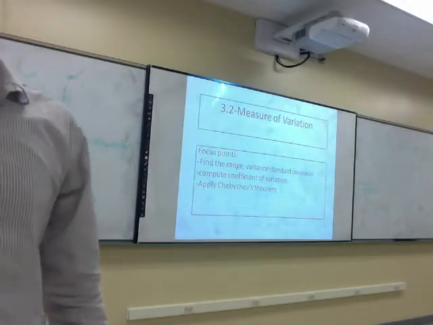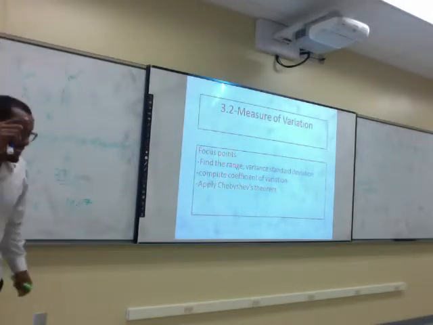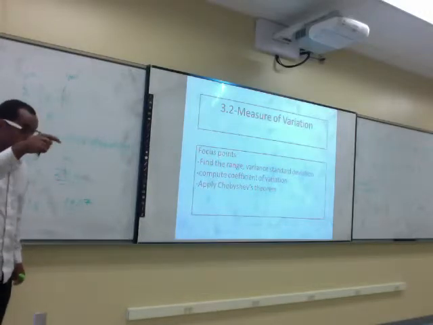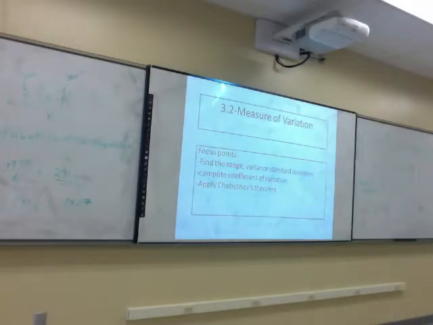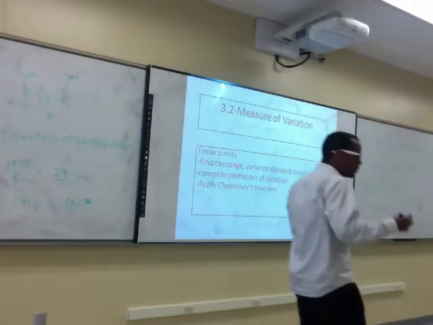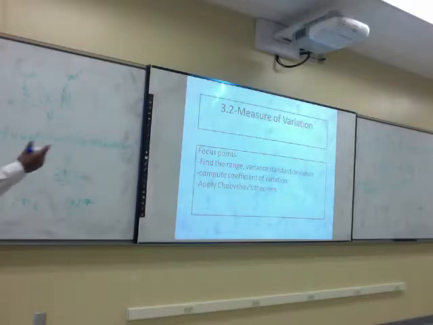Okay, so going back to our range, right? The first one we have 50, and the next one we have 20. They don't tell you anything about the rest of the data.